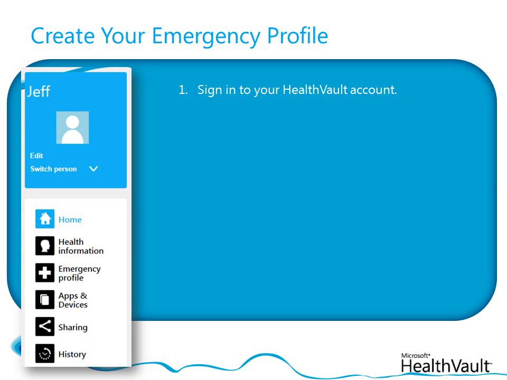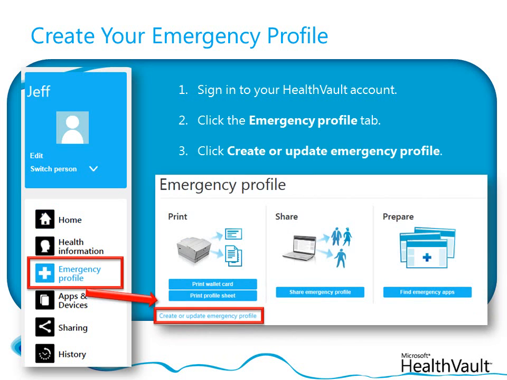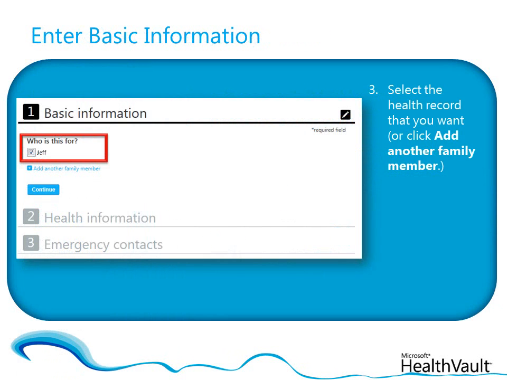Sign in to your HealthVault account at www.healthvault.com. Next, click the Emergency Profile tab, and then click Create or Update Emergency Profile. Now you can create the emergency profile. First, in the Basic Information section, select the person you want to create the emergency profile for, or click Add another family member if they don't already have a health record, and then click Continue.